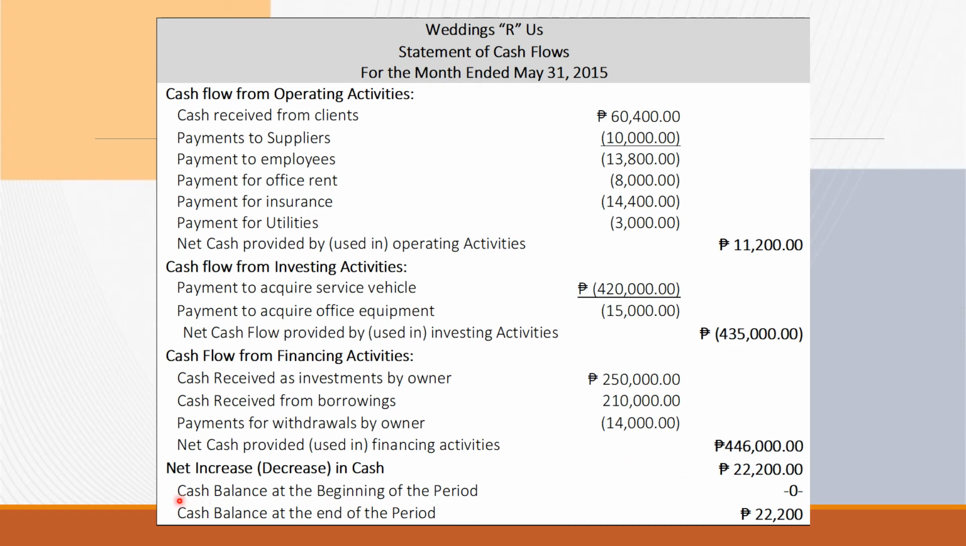Since the cash balance at the beginning of the period is not given, it is 0. And adding the net increase or decrease in cash and the beginning cash balance, you will determine the ending cash balance. So we have here 22,200.